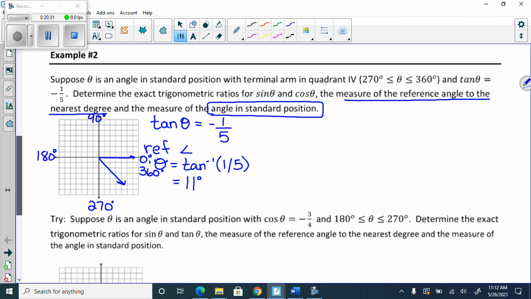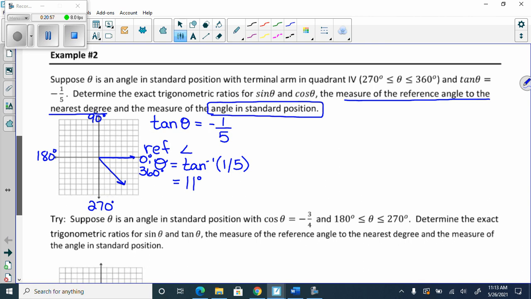We've done this before. The reference angle is the little angle from where to where? The little angle from the x-axis to the terminal arm. I call it the bow tie angles. So the ones from the x-axis to the terminal arm. So we have a reference angle of 11 degrees.